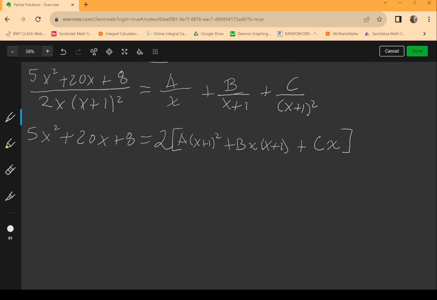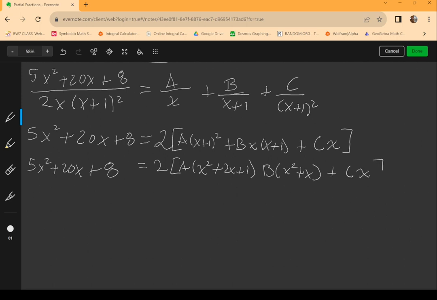Let's start kind of distributing first. So always keep in mind that 2 is still out there. So here we'll have 5x squared plus 20x plus 8. And then here the 2, we'll have a, expanding this, we'll get x squared plus 2x plus 1. Here we'll have b, distributing that x squared plus x plus cx.